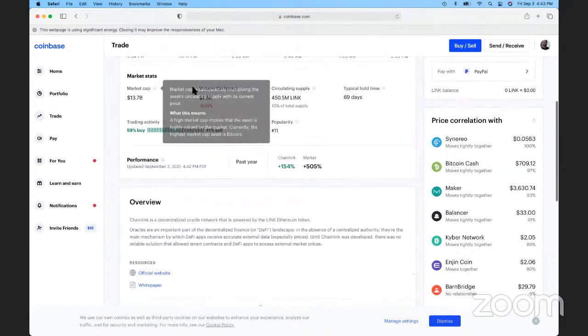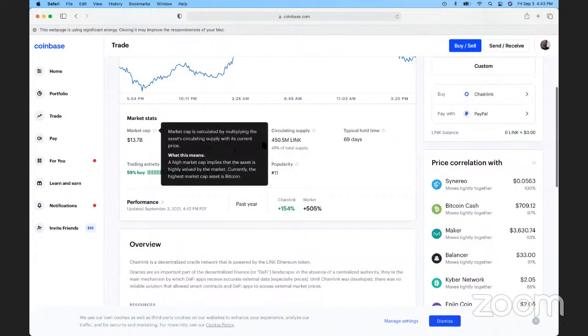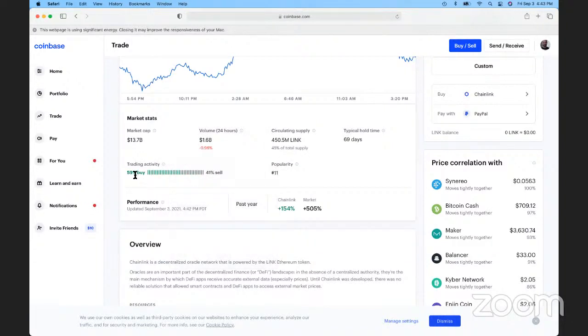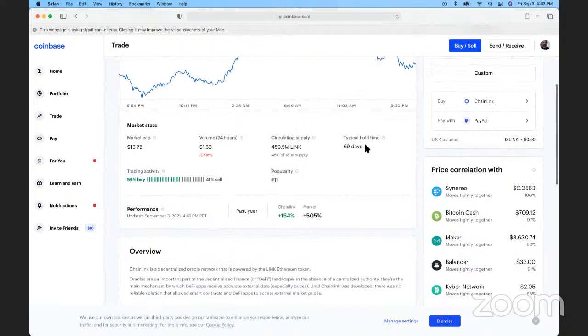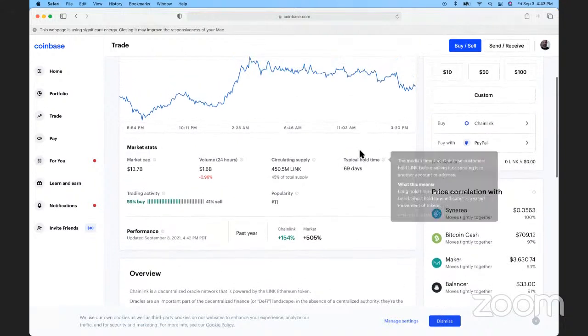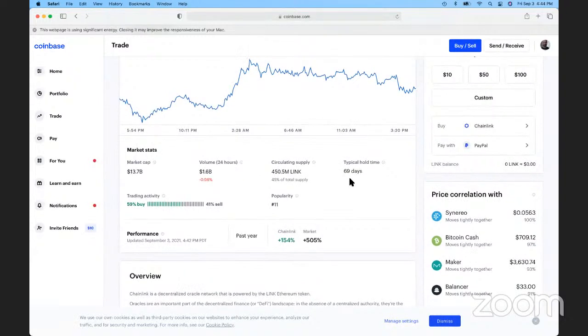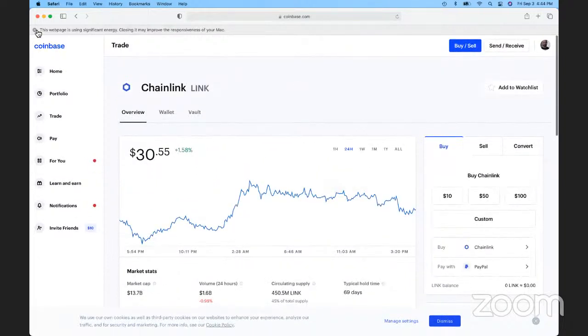You can also see inside the description, okay, the market cap, which is important, and the trading activity. Right now, 60% are buying, 41% are selling. So there's more buying than selling going on, so that makes it bullish. It's quite popular, number 11 on Coinbase. And the typical hold time is 69 days. So this makes it almost like an investment, at least a position trading, at least a 2-3 month swing trading, which makes it a position type of trading. So that's how we look at that stuff.